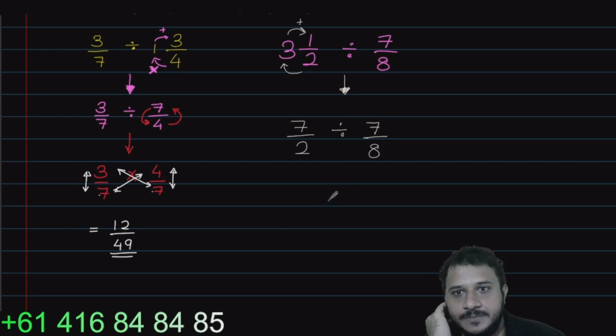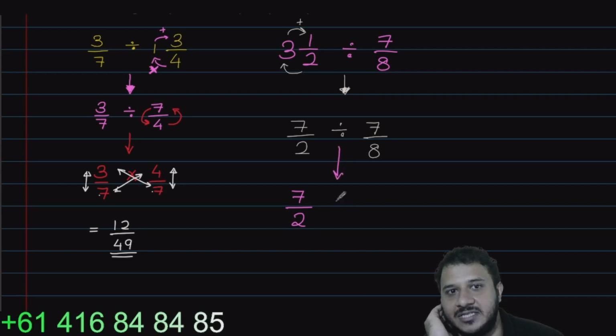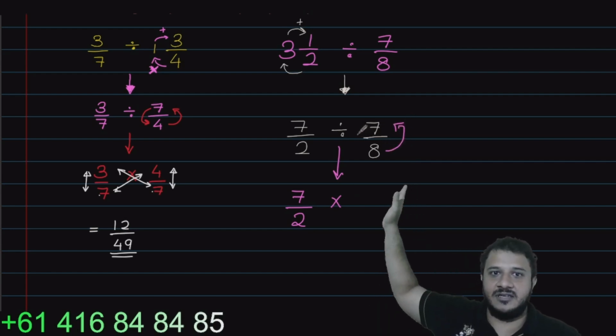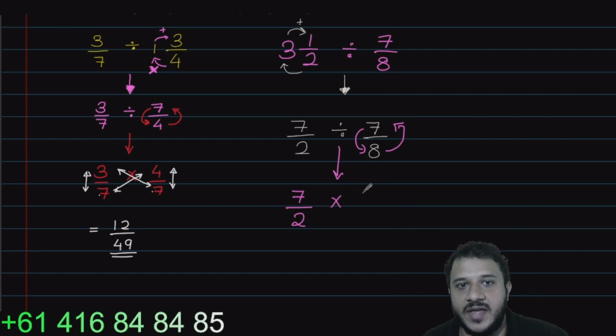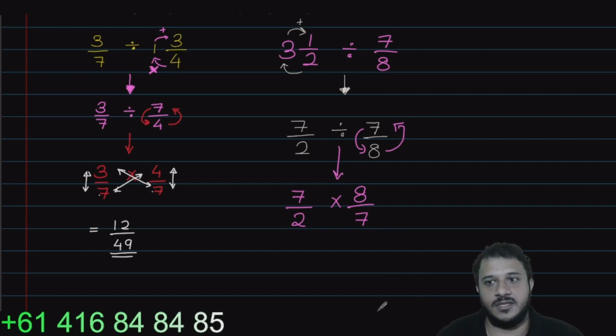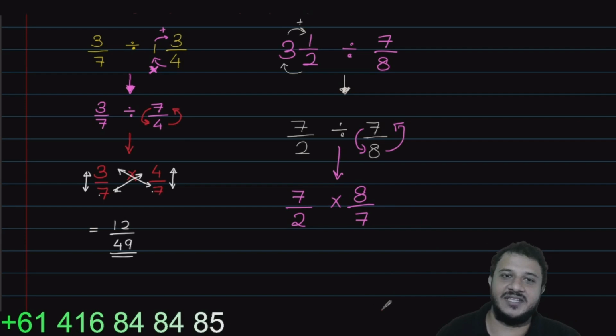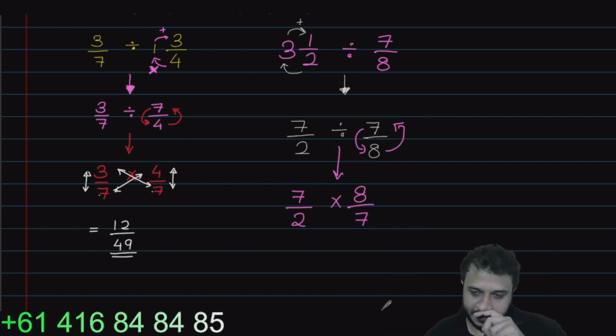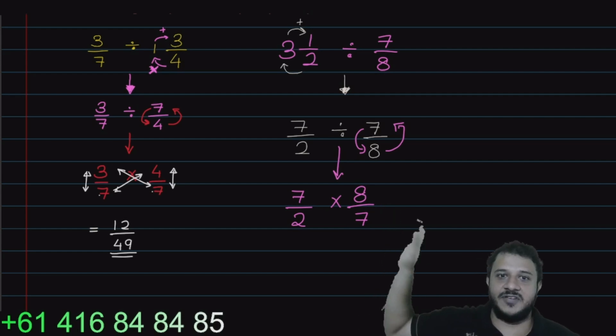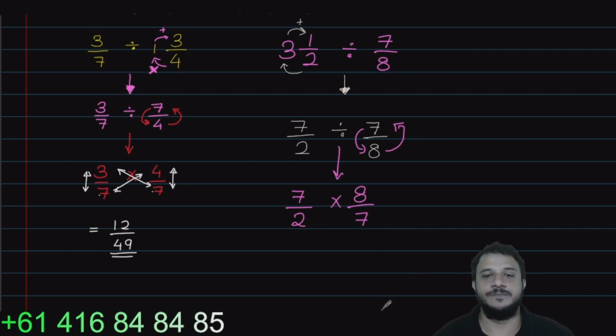Everybody good? Then what is my next step? Make the division into multiplication. What happens when we are trying to make division into multiplication? When you make division into multiplication, the right hand side fraction goes upside down. That will give me 8 out of 7. And now start the simplification process and send me the answer. I will give you all 1 minute.